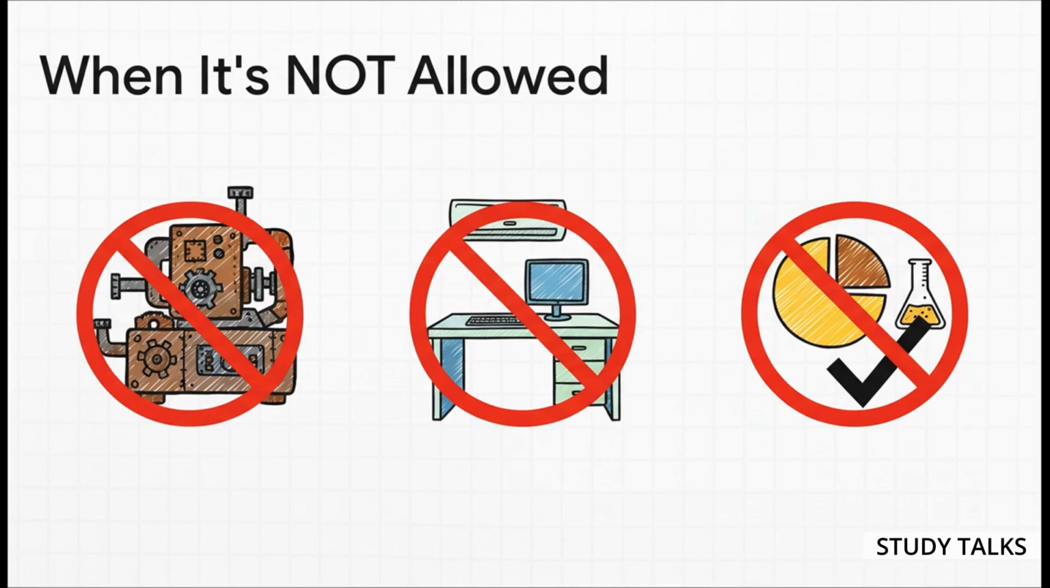Now pay very close attention to these exclusions. They are classic exam traps. Additional depreciation is not allowed on secondhand assets. It's also not allowed for assets you install in your office, like computers or air conditioners, even if they're brand new.